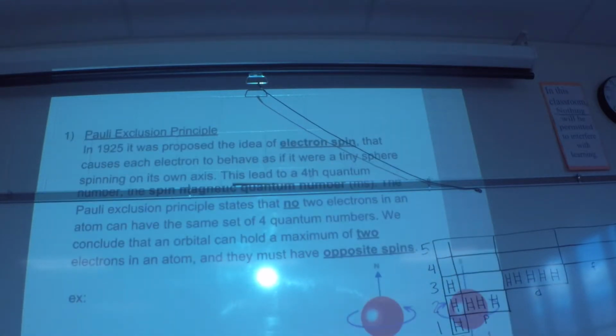Rule number 1 is known as the Pauli exclusion principle. This rule tells us that electrons must have a unique set of 4 quantum numbers. Those things I just erased, those are the quantum numbers if you get really specific. There's a quantum number for energy level, a quantum number for subshell, a quantum number for orbitals, and a quantum number for spin.